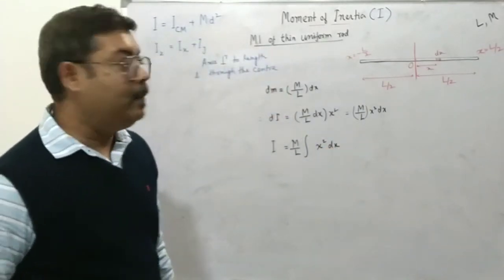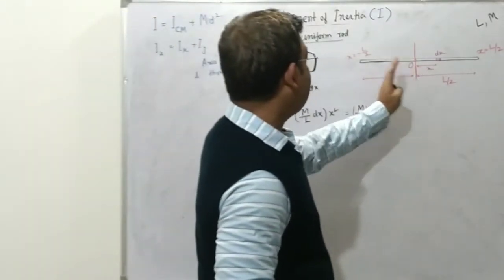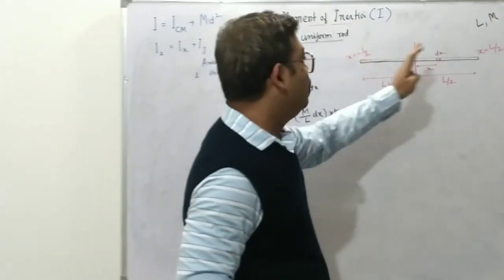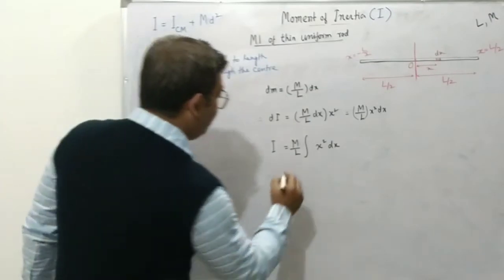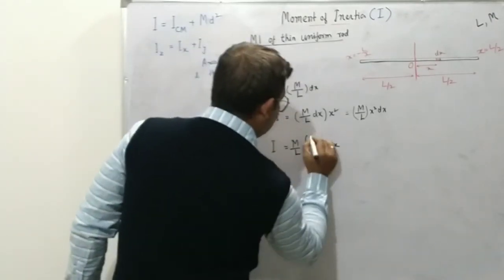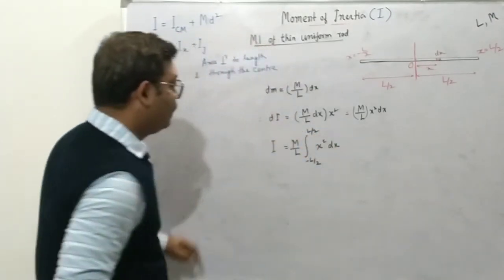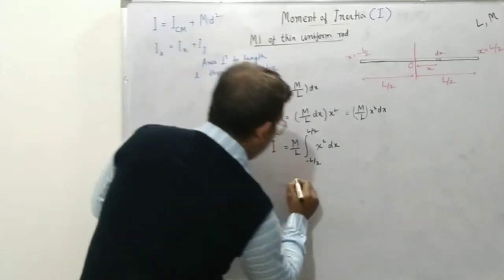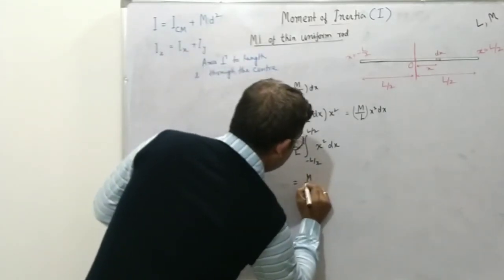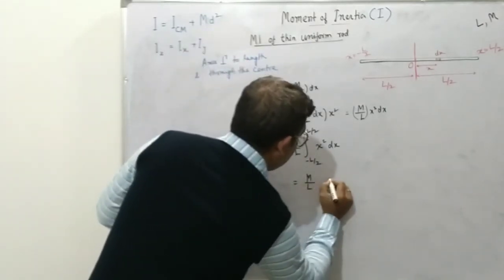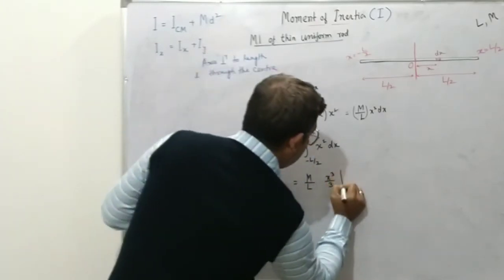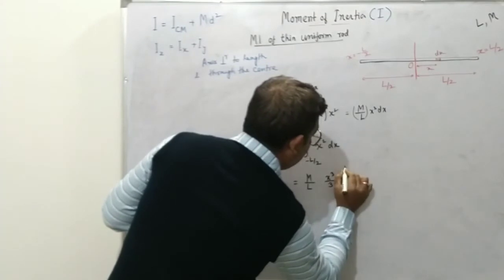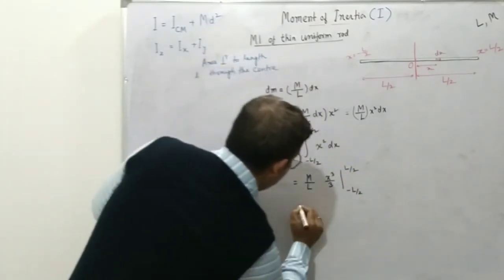Now what are the proper limits? We can clearly see that x starts from minus L by 2 and goes on to plus L by 2, right? So we can say minus L by 2 to L by 2. Once we find the value of the integral, after integration, what will we get? M by L, x cube by 3, from minus L by 2 to L by 2.